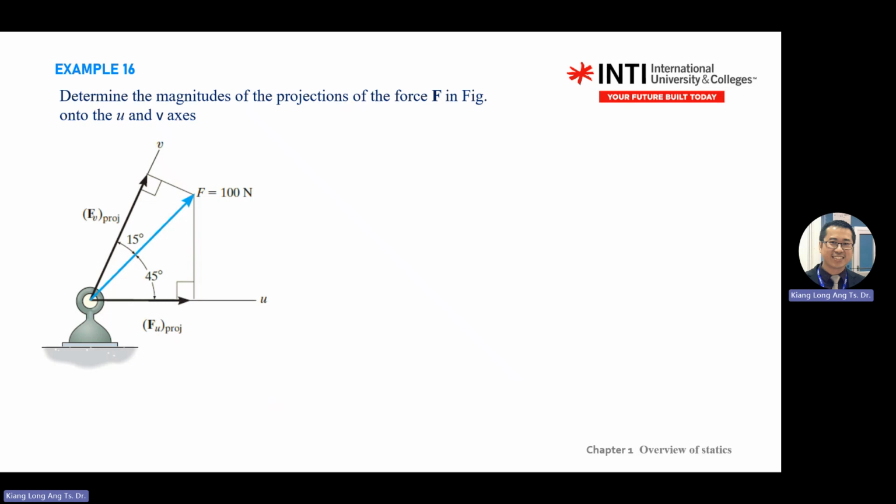Okay, and this is for your info, this is a tutorial question, so you'll see we nicely give you the F sub U projection. We nicely give you the F sub V projection. In a test or final exam, we won't give you this. We only give you the axes. We remove the black color arrow and give you the blue color arrow with the angle.